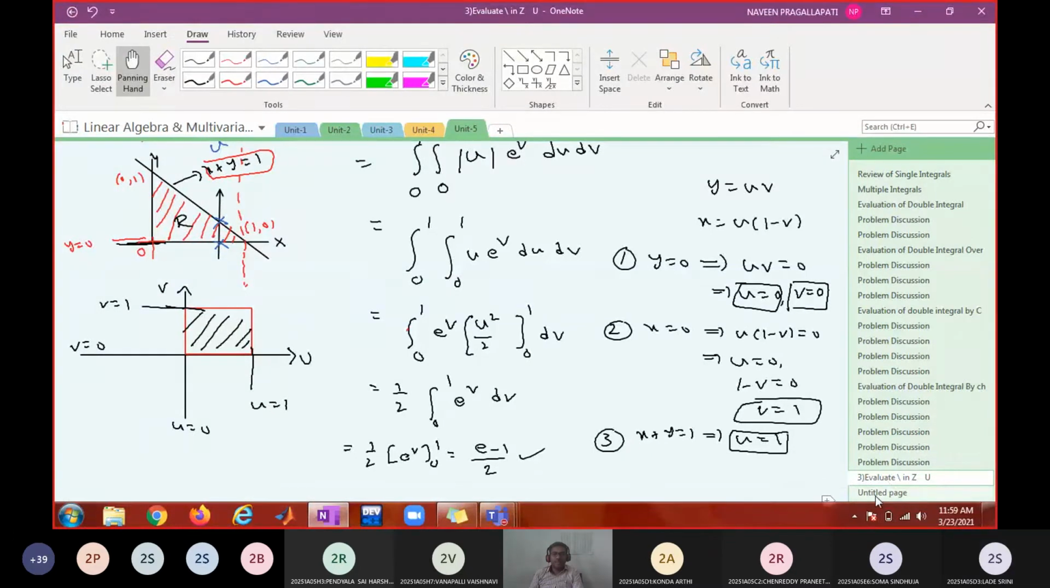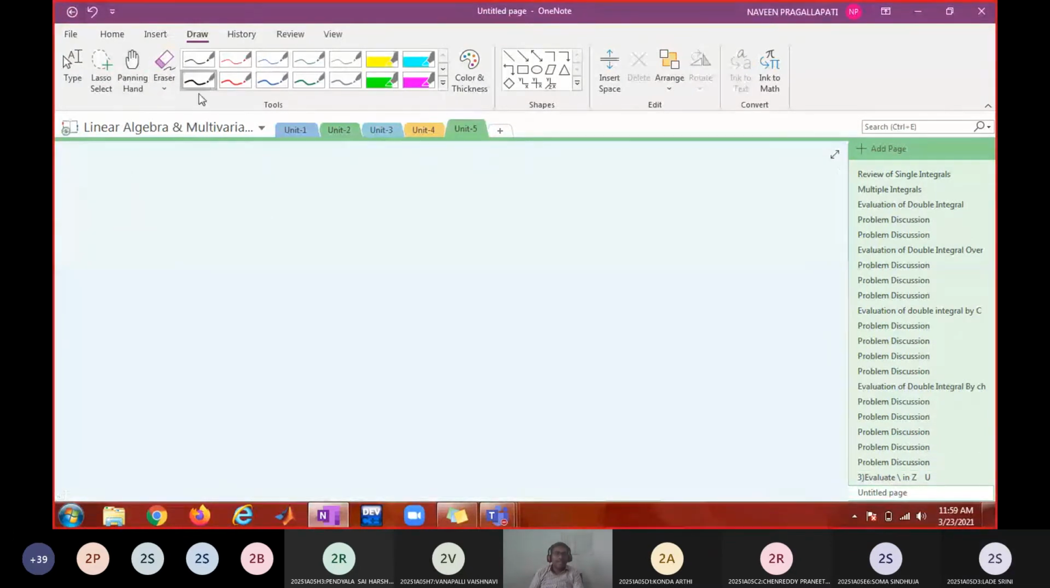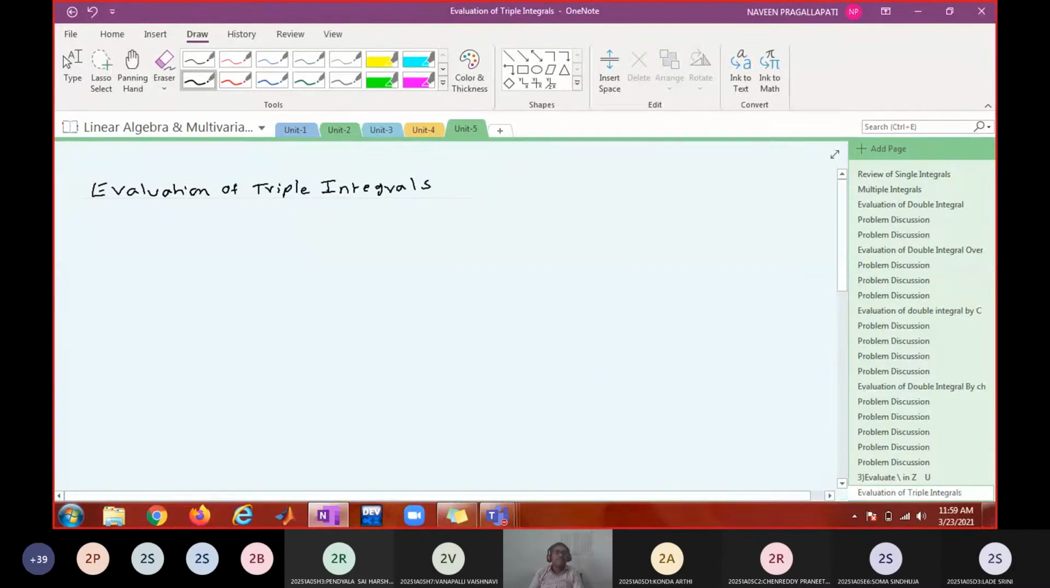Yes, sir. Right. Put this heading: evaluation of triple integral. Evaluation of triple integral. Okay. Case 1: cuboidal regions.